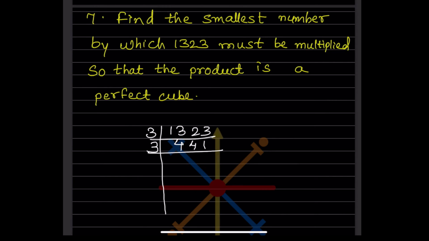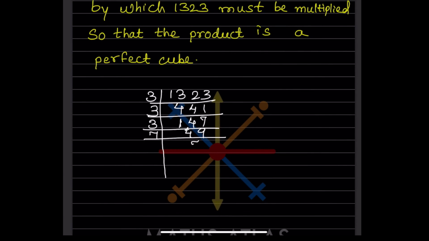Again this goes with 3. Now this goes with again 3. 3 fours are 12 and 3 nines are. Then this will go with 7. So now what you can see here, because this is a cube, it has to be a perfect cube. Now we can see a group of 3, 3, 3. It is 3 times. But we can see this is only 2 times. We need one more 7.